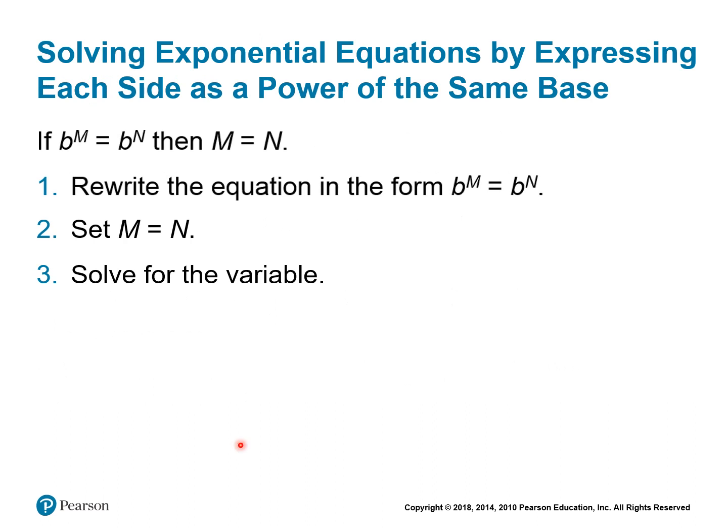Now first let's go over a rule that applies to exponential equations of the same base. It says here, if b to the power m equals b to the power n, then the exponents m and n must be equal. So as long as the bases are the same and both sides are equal to each other, then the exponents must also be equal to each other.